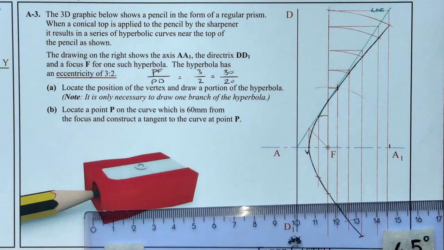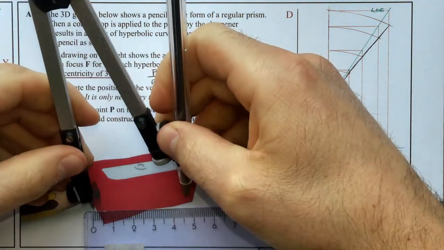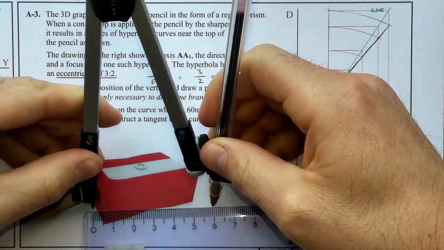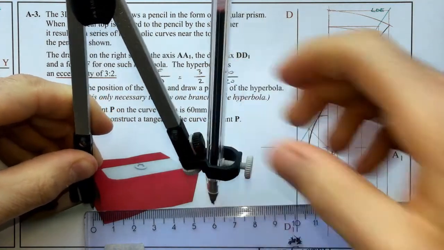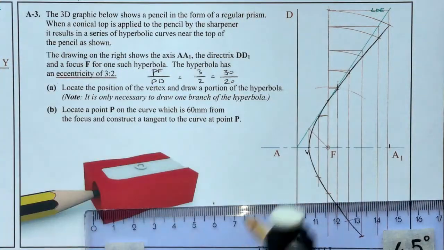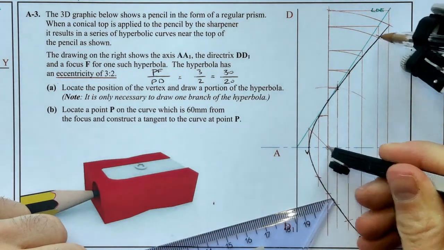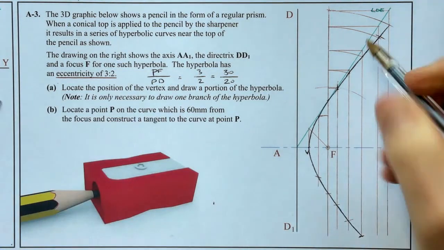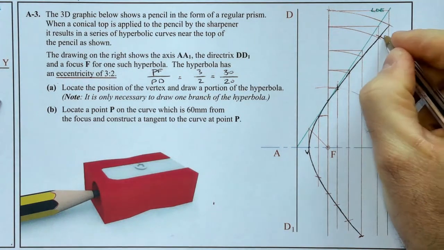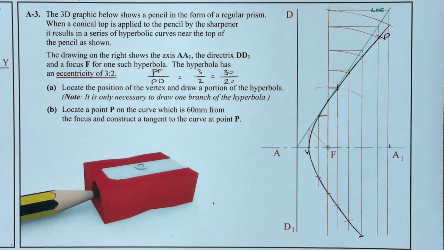So just using my compass here, I'm going to measure a distance of 60 millimeters. So I'm happy with that. So from the focus, I'm going to go up to the top half of the curve, swing an arc of 60 there, so that's my point P right here, call that P there.